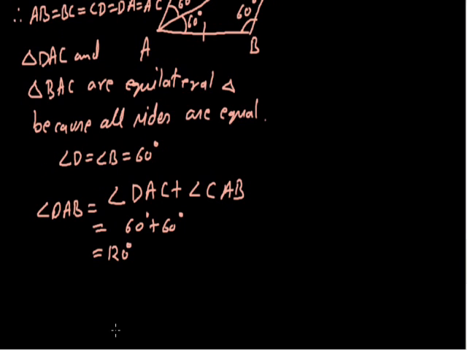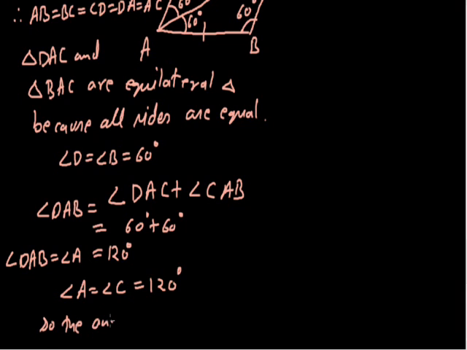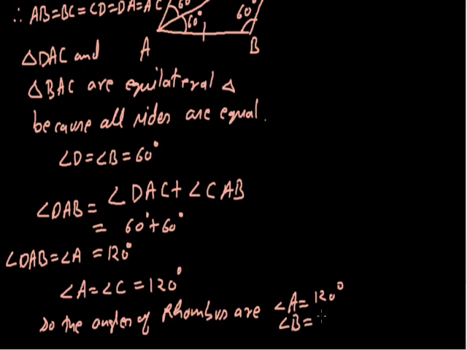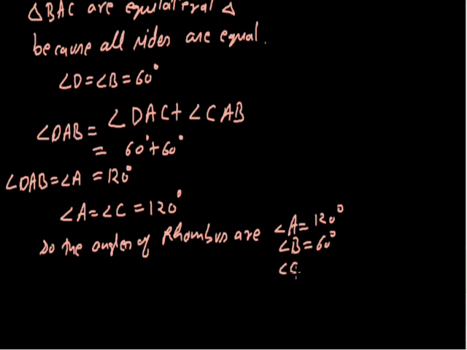So DAB means angle A is 120 degree, so the angle opposite to angle A, that is C, is also 120 degree. Angle DAB is nothing but angle A, so angle A is equal to angle C. We know that rhombus is a parallelogram, and in parallelogram opposite angles are equal. So angle A and angle C are equal, and both are 120 degree. So the angles of rhombus are angle A 120, angle B 60, angle C 120 degree, and angle D 60 degree.